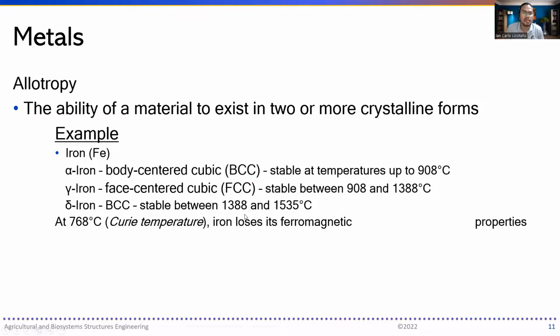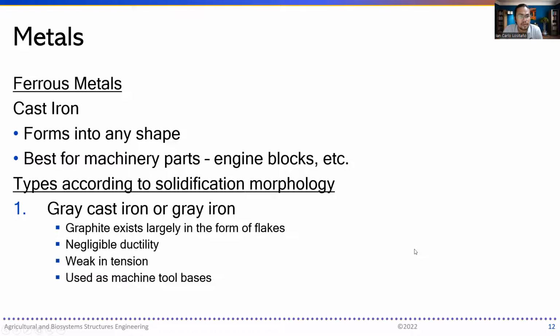Now, there are other metals, and allotropy is the ability of a material to exist in two or more crystalline forms, as steel and iron do. Okay, you have your alpha iron, your body-centered cubic. You also have your other phases, right? FCC and BCC. Okay, and at 768 degrees Celsius, iron loses its ferromagnetic properties. So it depends on the temperature. Okay, the temperature changes the crystalline forms of the material.